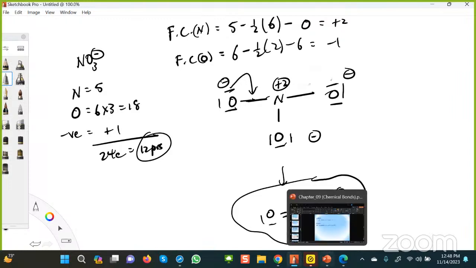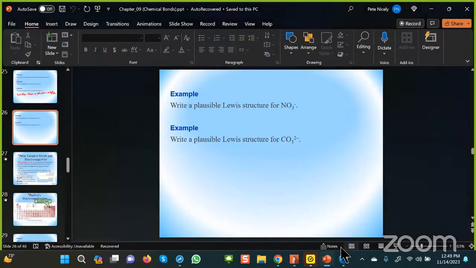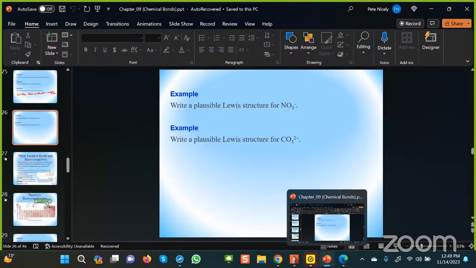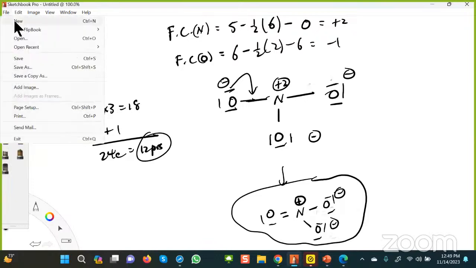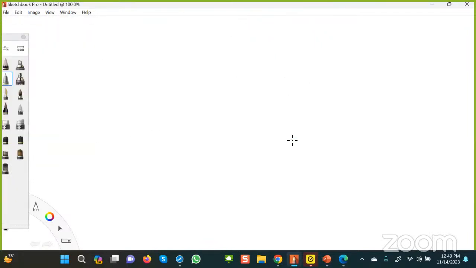All right, so the last example on this page is the carbonate ion. So can I clear this? Okay, so carbonate. I want you now to tell me the steps. CO3, 2 minus. How many electrons does carbon provide?